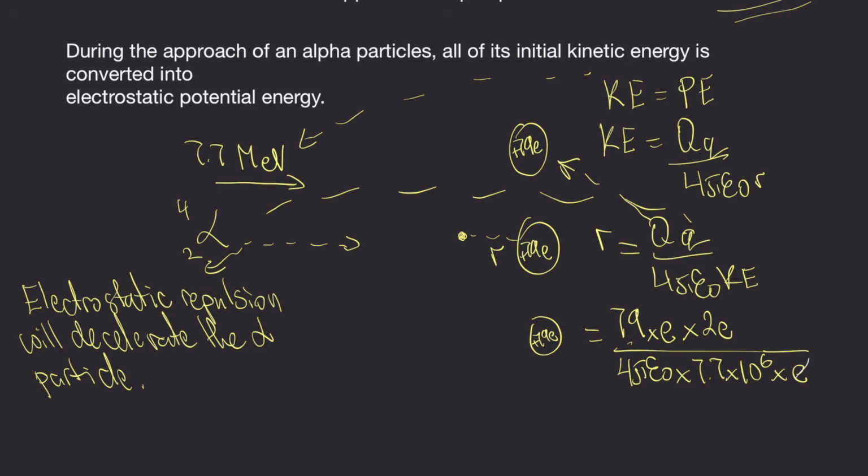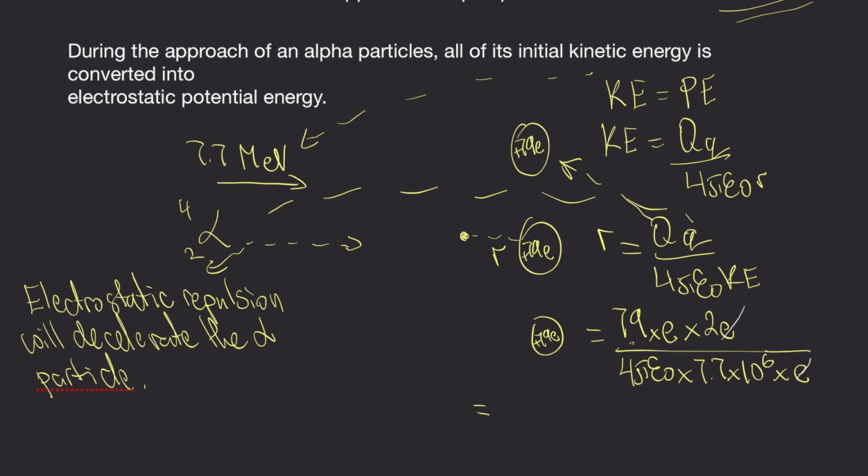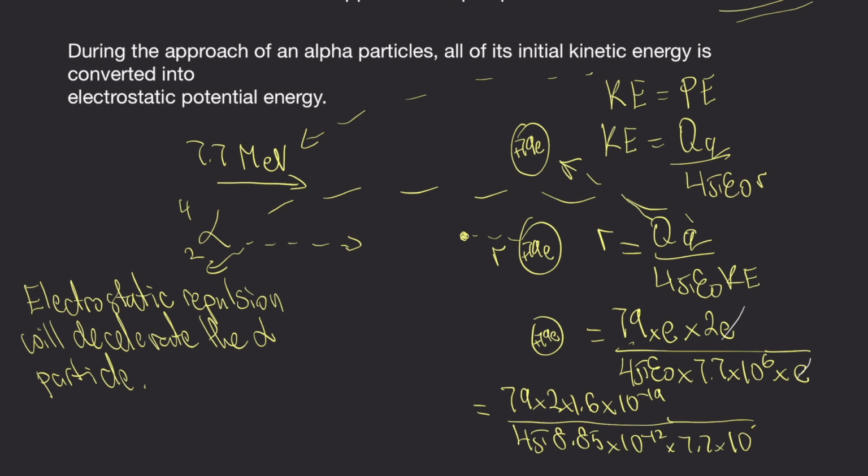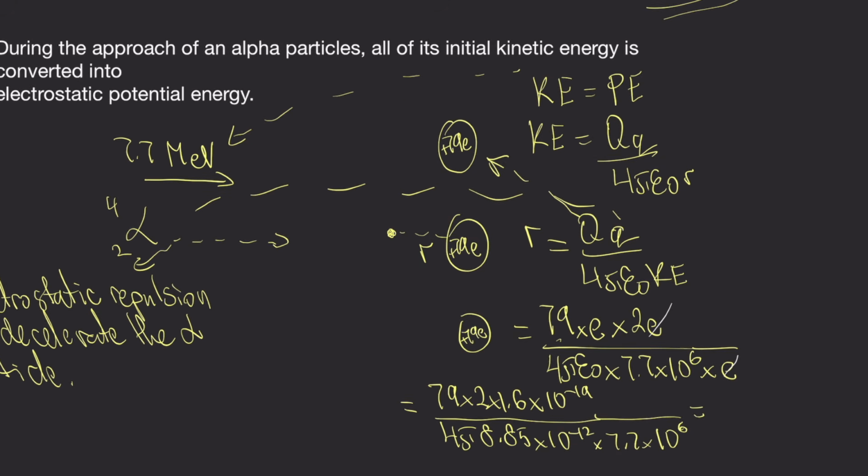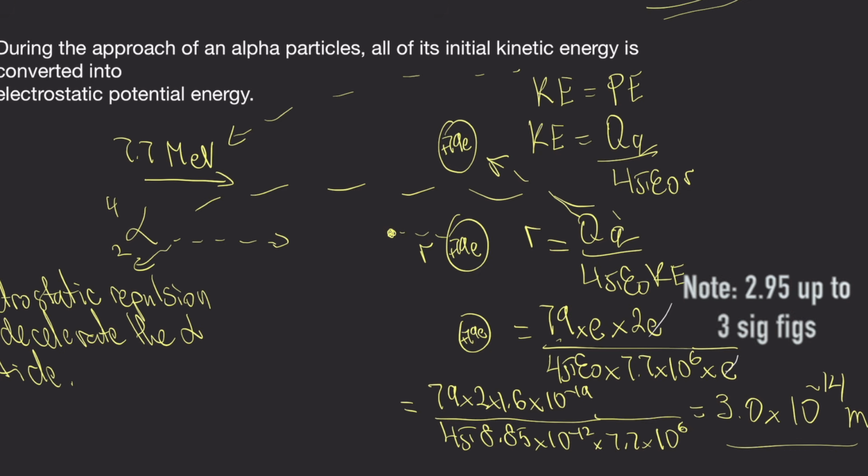Shall we just cancel one of those e's across here? Okay, this one here will just give me 79 times 2 times 1.6 times 10 to the negative 19. Divide that by 4 pi, 8.85 times 10 to the negative 12. Multiply this by 7.7 times 10 to the power of 6. And if we do this up to a couple of significant figures, we're going to get around 3.0 times 10 to the power of minus 14 meters.